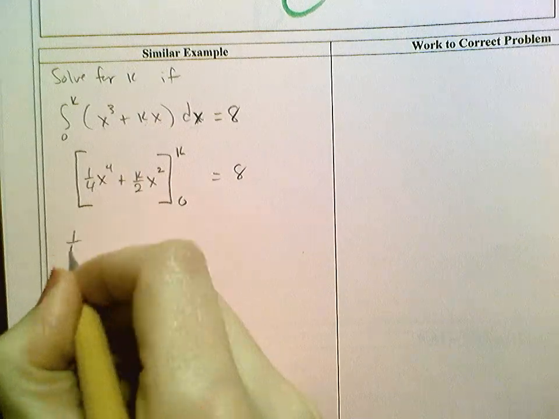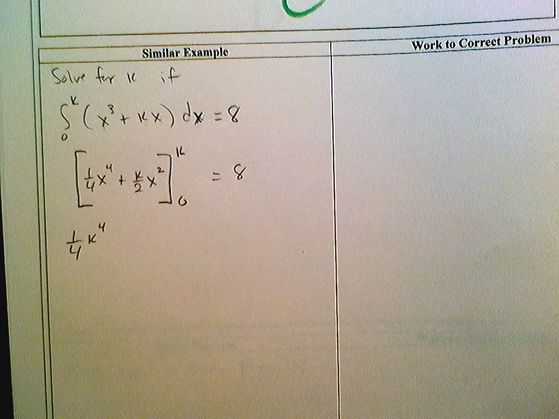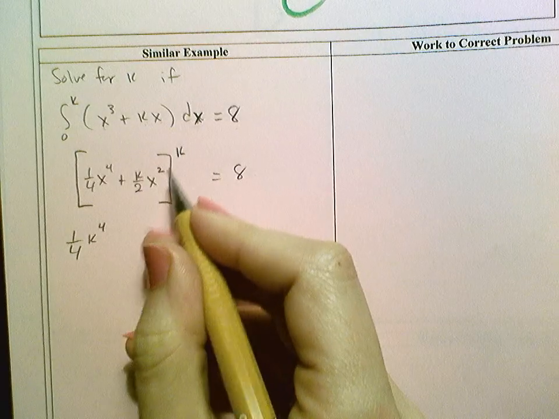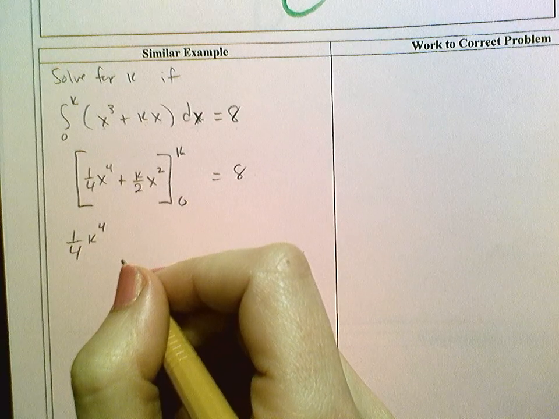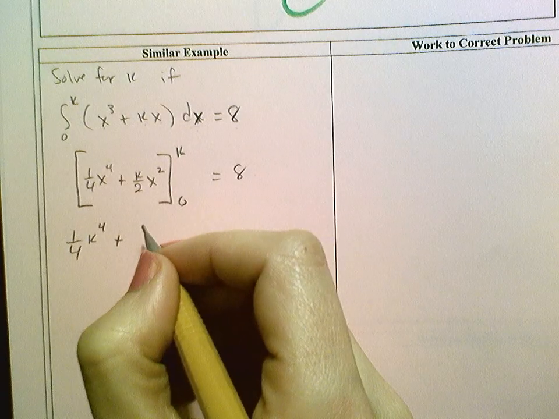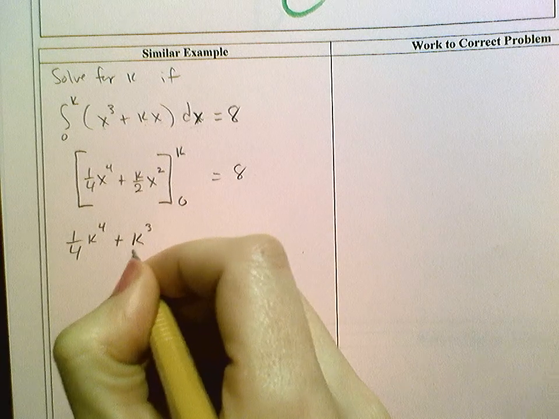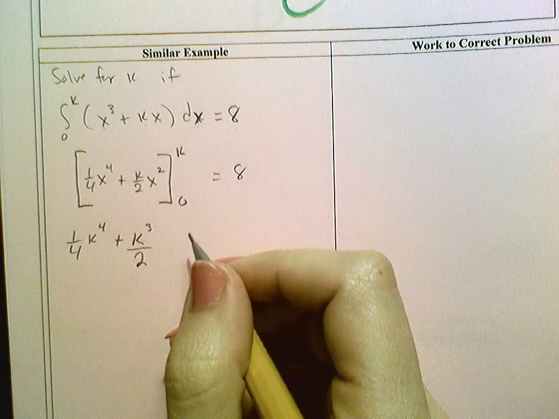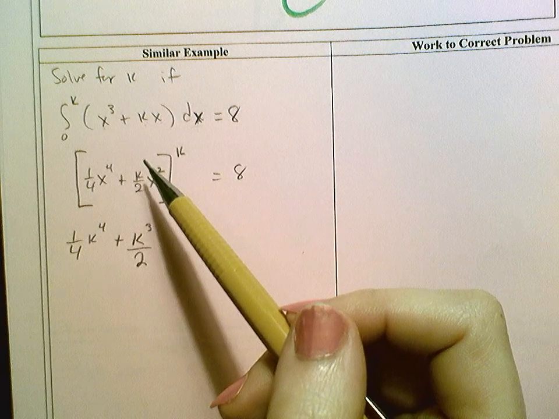So this is 1/4 k to the 4th. Uh-oh, this is harder than I thought. I haven't done the problem yet. So 1/4 k to the 4th. Oh, maybe not too bad. Or maybe it is. Darn it. Plus, then I'm plugging k in there, so that's going to be k to the 3rd over 2. Oh, shoot. Why is this not working out nice?